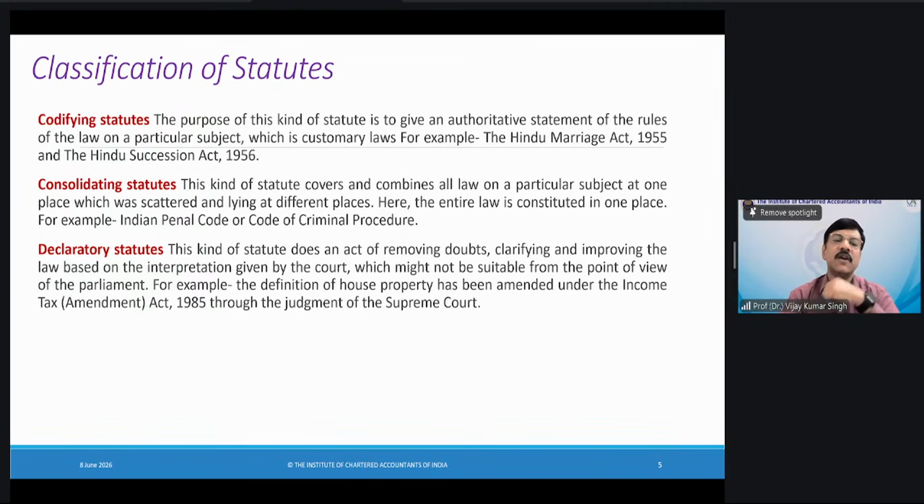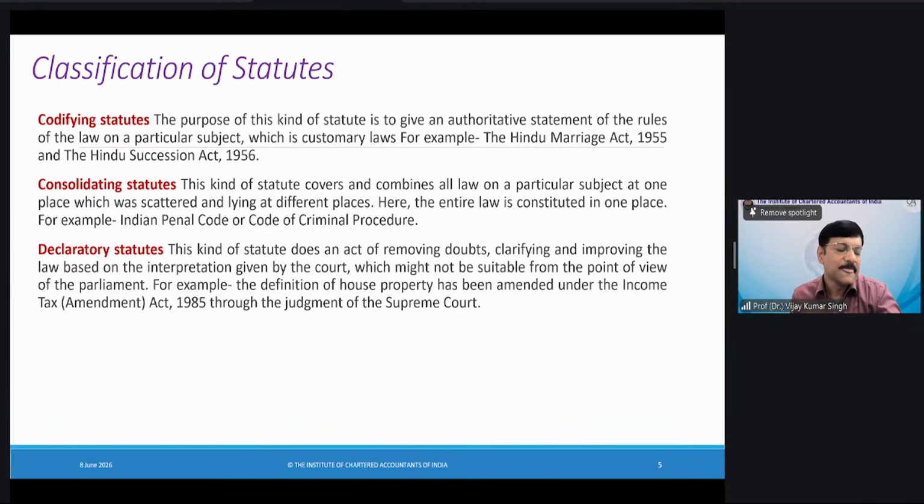Now let us look at another one, called declaratory statutes. There are statutes which are there to remove certain doubts, or to clarify or improve the law on the basis of interpretation given by courts. For example, the Income Tax Amendment Act of 1985 provides the definition of house property, right? It amended the definition of house property following a judgment of the Supreme Court. So these are all declaratory statutes. The court has already said a certain thing and that becomes the law. However, the law declares it expressly that, okay, fine, this is the law.